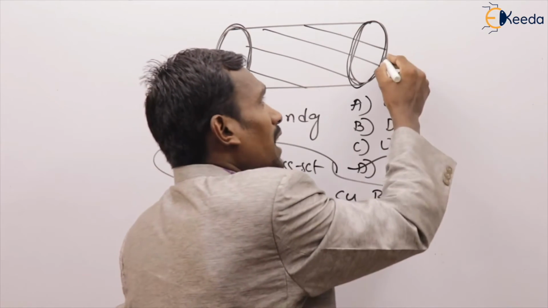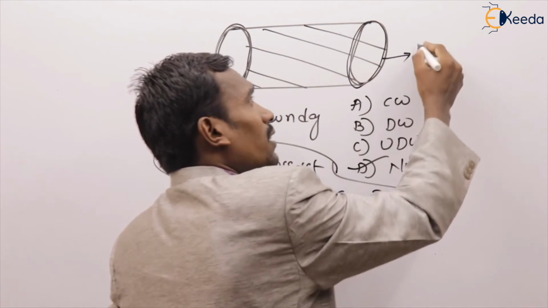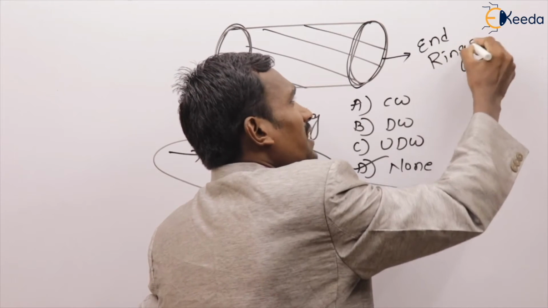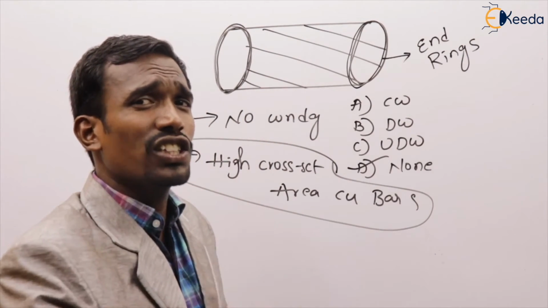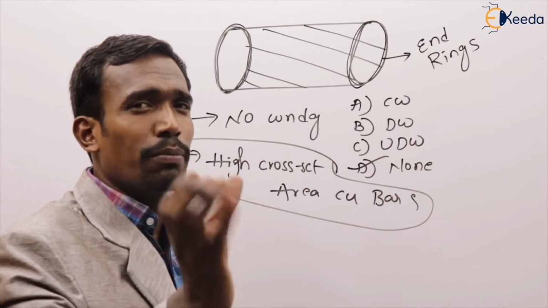Can you tell me what these are? These two are called end rings. In the squirrel cage induction machine, the rotor is short-circuited by end rings.